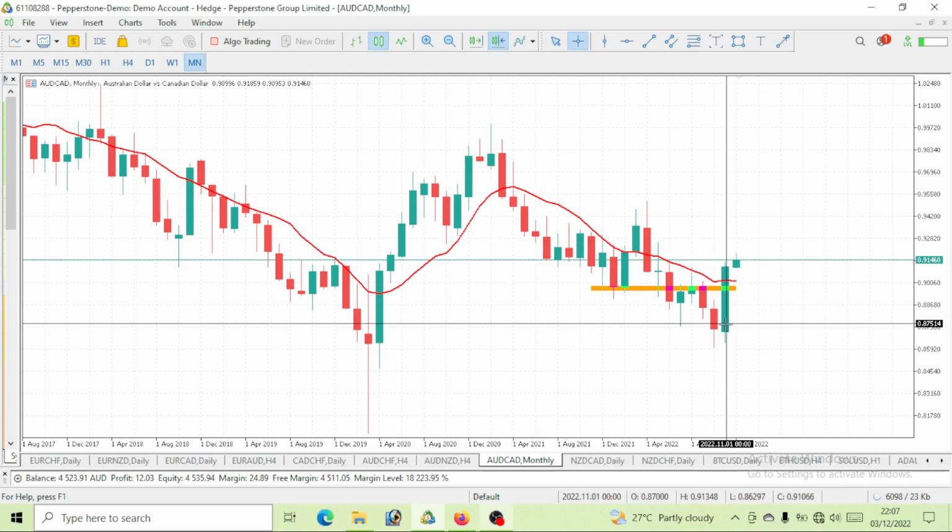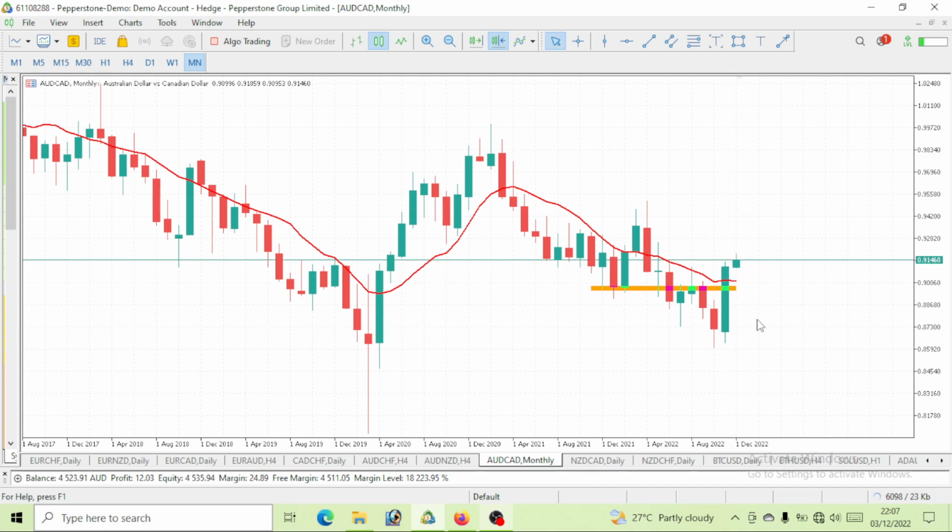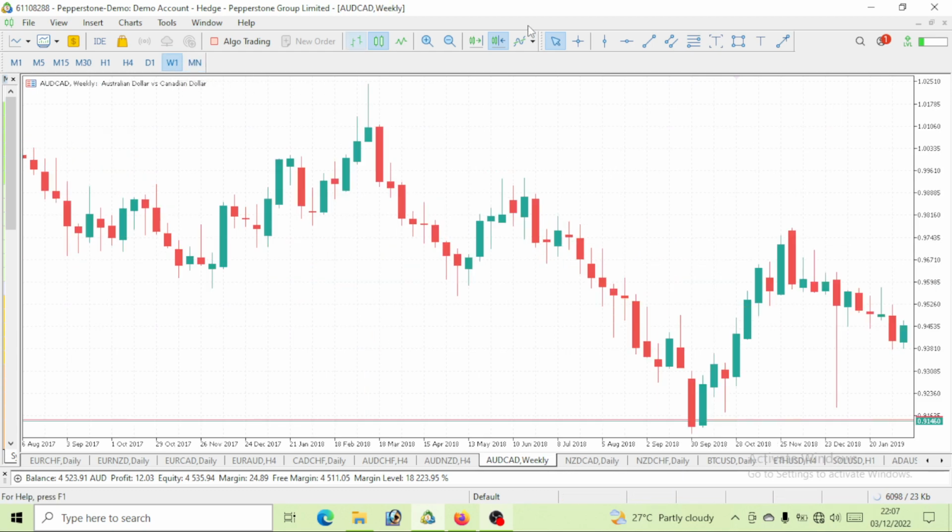So for the month of November, this is it. We actually opened and closed green. So we made about 400 pips bullish move on AUDCAD. Now this is the month of December, so price has already gone bullish by the way. So we've made about 0.52 percent on bullish move on AUDCAD. So that is AUDCAD. We are expecting to go bullish.